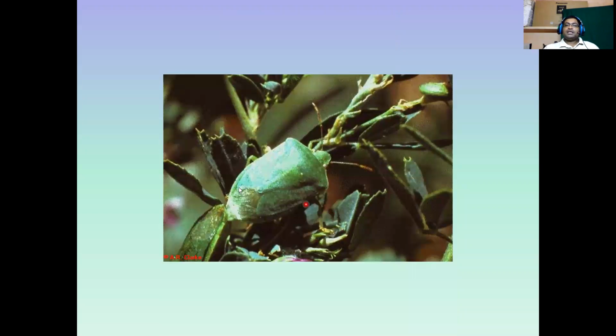So these are the green bug attacks, and this is how they suck the sap from the plants. These are the things we have to discuss more on the legume crops.